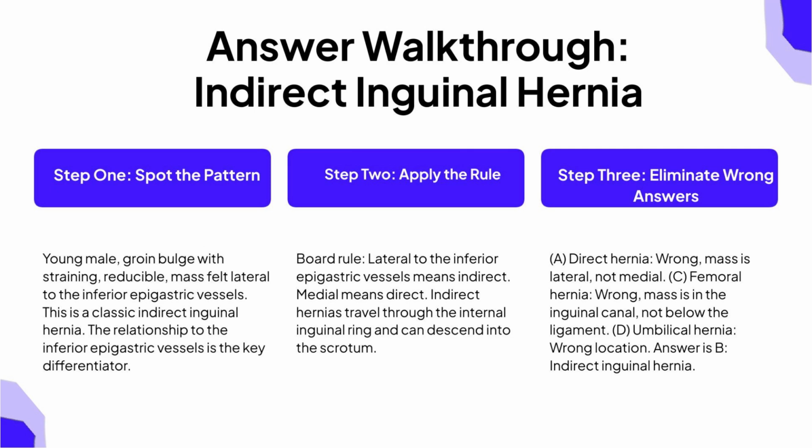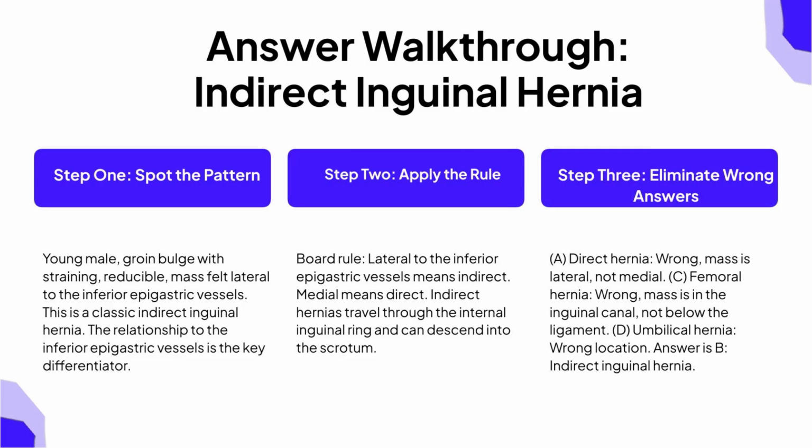Step 2. Apply the rule. The board rule you need to memorize is that lateral to the inferior epigastric vessels means indirect, and medial means direct. Indirect inguinal hernias travel through the internal inguinal ring and can descend into the scrotum. They follow the path of testicular descent.